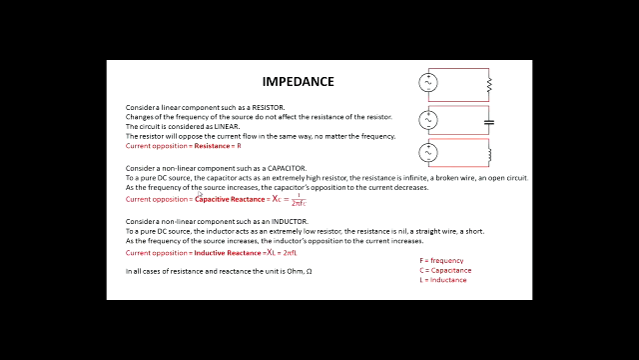As the frequency of the source increases, or as the frequency begins to happen, the capacitor's opposition to the current decreases. So as you apply frequency to a capacitor, the higher the frequency, the less resistance the capacitor is going to give you. Now, current opposition for the capacitor is called reactance as opposed to resistance. It's because the capacitor is going to react differently depending on the frequency that you apply to it.